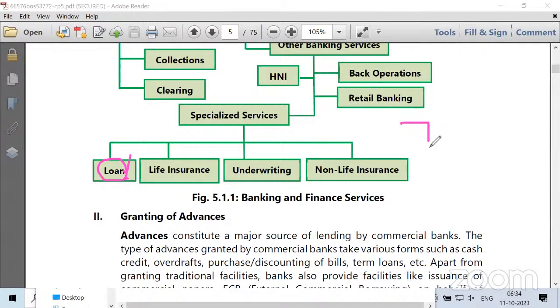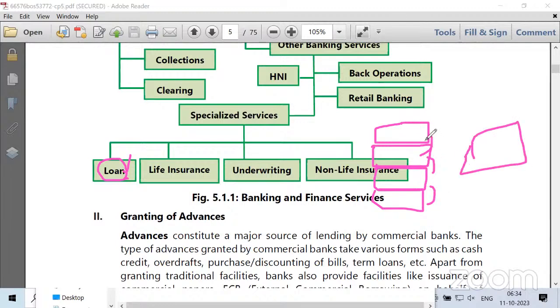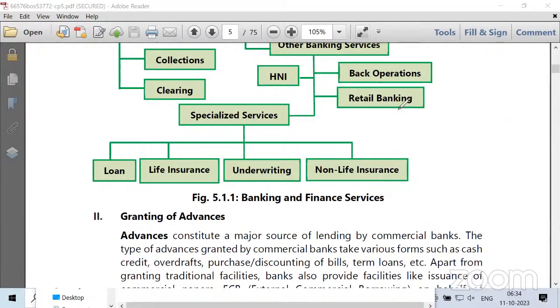So you just imagine this is a module meant for, let's say, loan. This is a module meant for deposit. This is a module meant for, let's say, insurance. This is a module for underwriting, like that. Everything will be combined together and all will be connected to the DBMS database. Then in the database, you have the back-end operations. This is how it is connected.